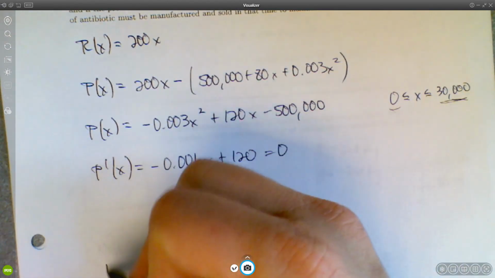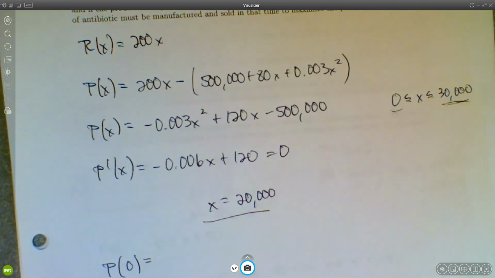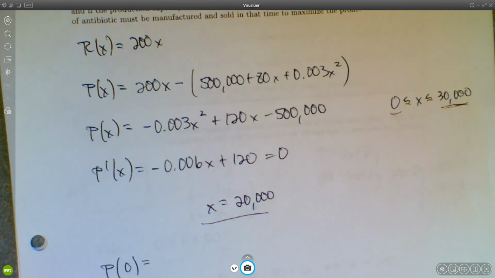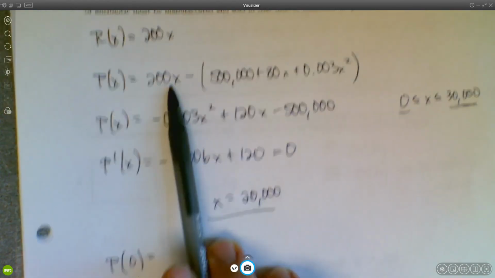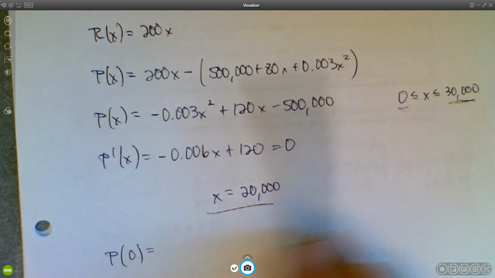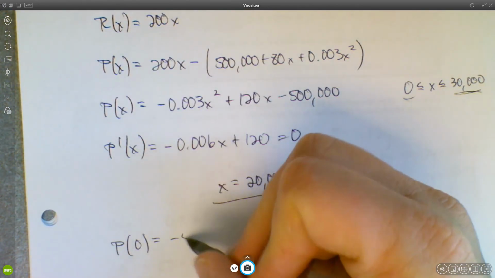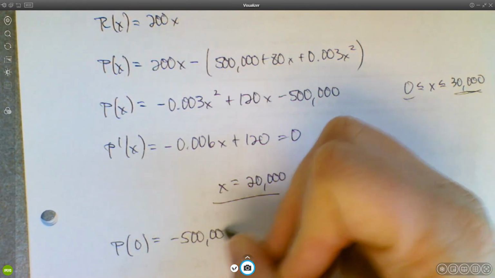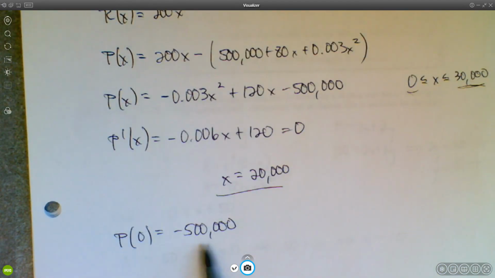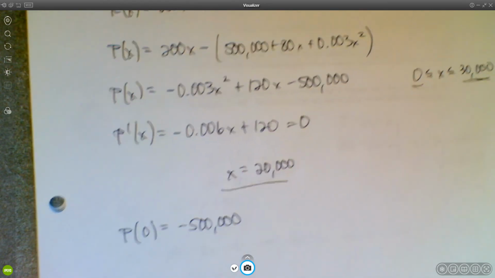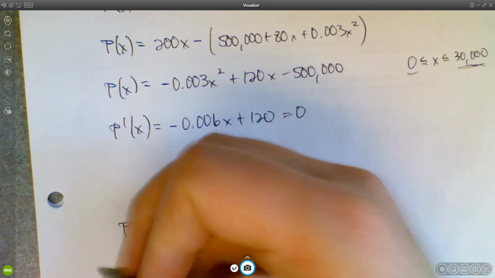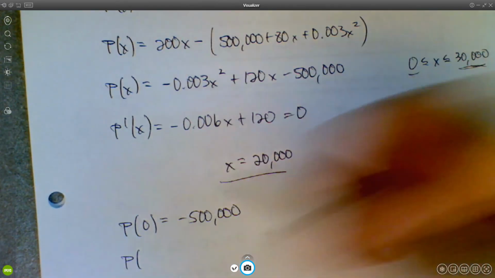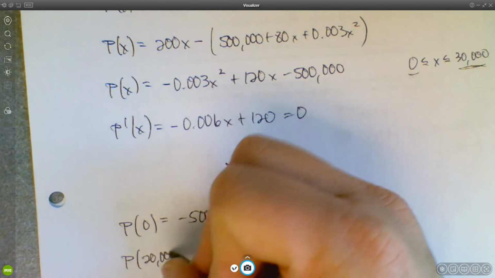Okay, so let's see. P of 0 is 0, 0, 0, negative 500,000. Okay, so don't produce 0 units. That means that you paid people and you rented facilities and stuff and you didn't produce anything. So of course you're going to lose $500,000. That would be bad. What about if we produce 20,000 units?